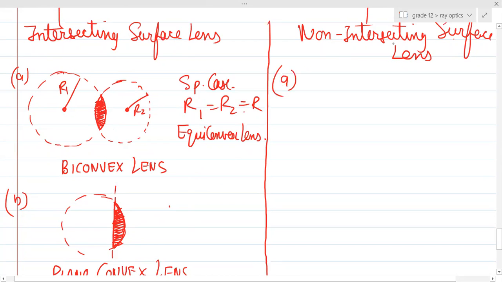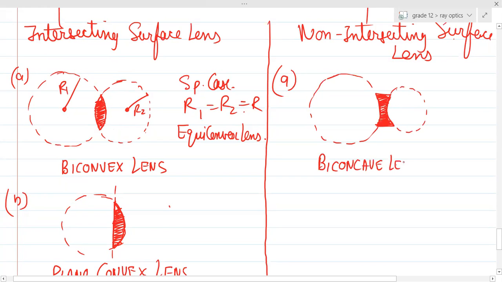Similarly, in the case of non-intersecting surfaces, suppose one lens surface is like this and another one is like this. Can you see, guys, the surfaces are not intersecting with each other. So if I fill material over here, in which one spherical surface is like this and one spherical surface is like this, but these surfaces are not intersecting, then this will be a biconcave lens. Sir, why is it called concave? Because can you see both the surfaces are caved inwards? Yes or no?